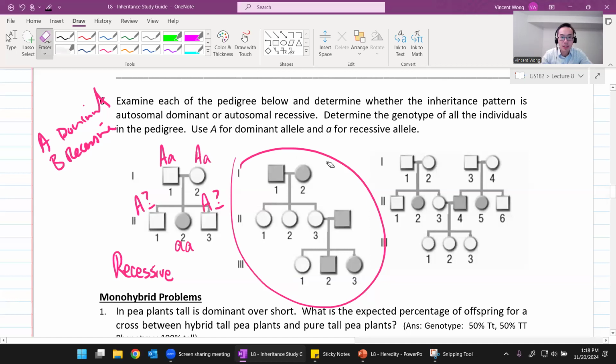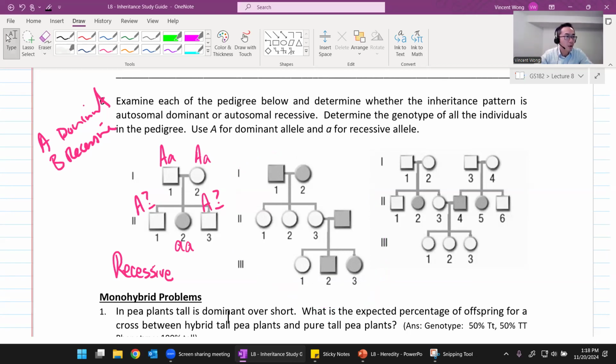All right, number two here. Dominant or recessive? Let's try the poll one more time.